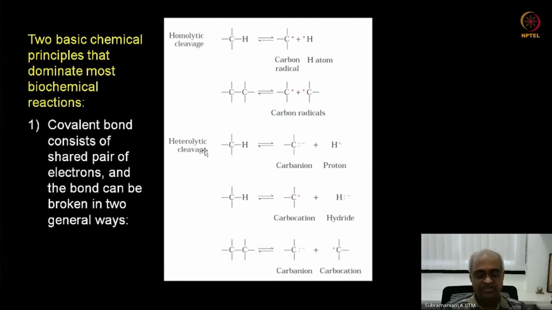So we understand what a covalent bond is and how the covalent bond can be cleaved. There are two ways of cleaving. One is homolytic, where both the atoms separate with one electron each, and heterolytic cleavage where one atom gets both the electrons and the other one loses an electron. So this is one feature. It's very simple, right? You have learned this a long time ago.